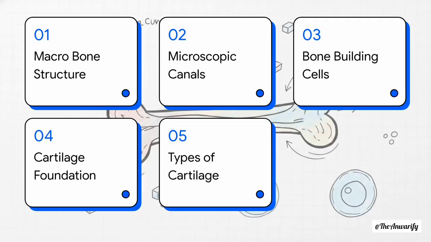Just like any good masterclass, here is our syllabus for today. First, the macrostructure of bones. Second, microscopic canals and cylinders. Third, the cells building your bones. Fourth, cartilage, the flexible foundation. And fifth, 3 types of cartilage. Let's get right into it.